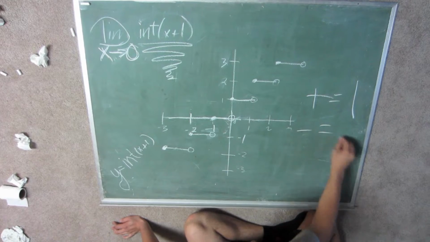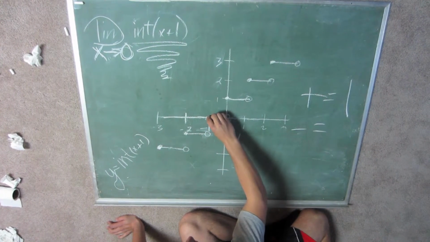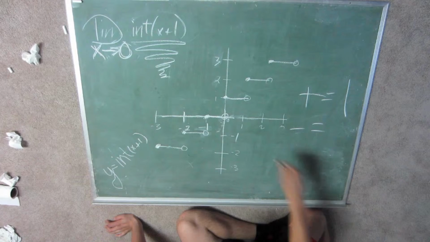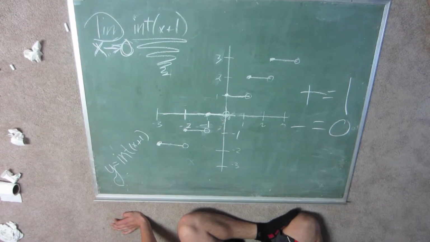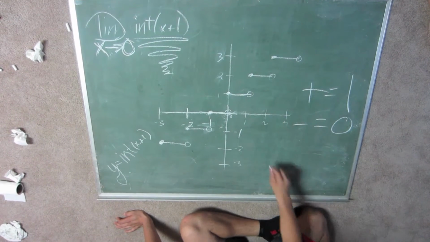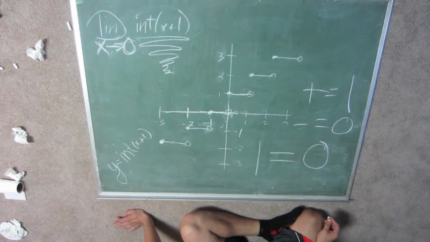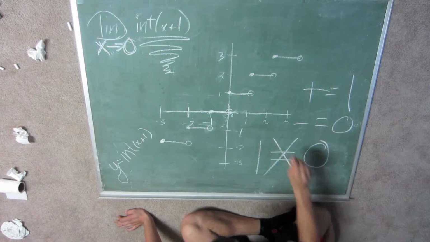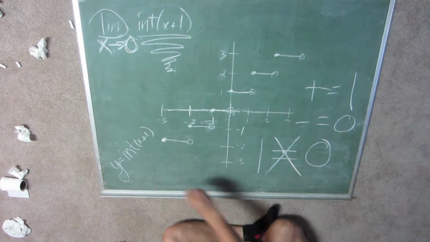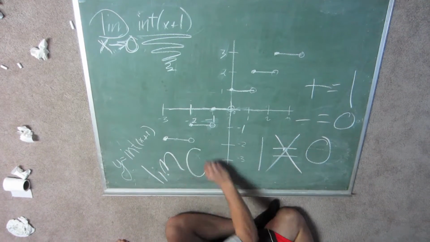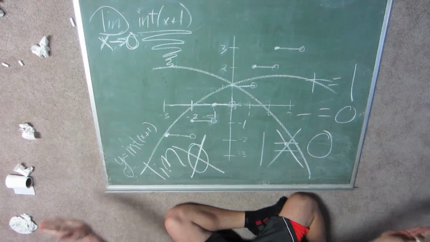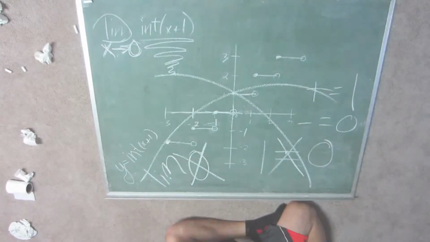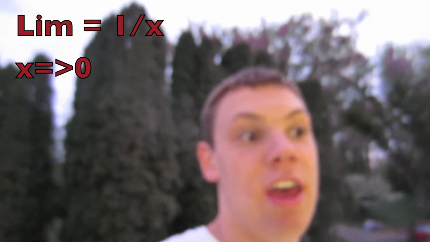But then, let's look from the left. From the left, it's going 0, 0, 0, 0. It wants to be 0, because it is 0 when you look at it from the left. And then we go, 1 equals 0? It does not equal 0. Bad graph. So the limit does not exist. The limit doesn't exist because the limits don't agree from both sides. And what if there is a vertical asymptote at x equals 0?